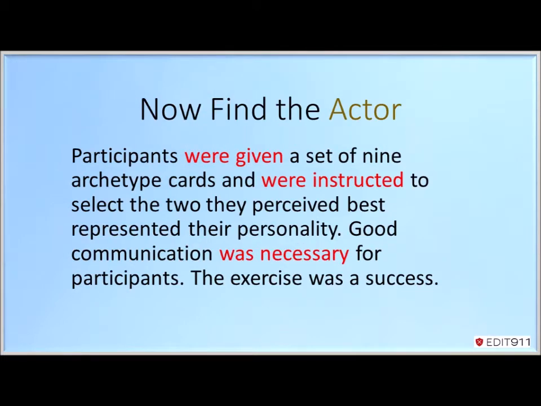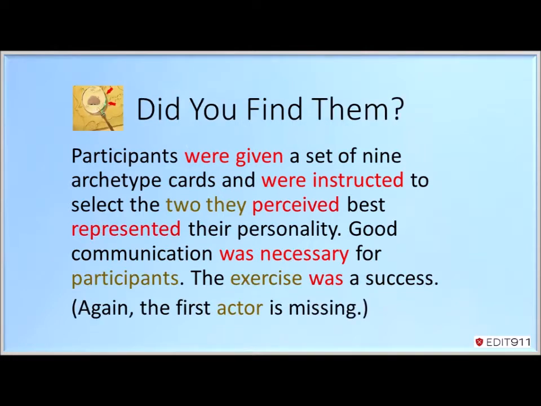Now, I'm going to put you on the spot again with this passage. Remember this one? Now I want you to find the actors. And I'm not reading all that again. Pause the video if you like. Next slide is going to show the answer. So again, the first actor is missing and another is misplaced.